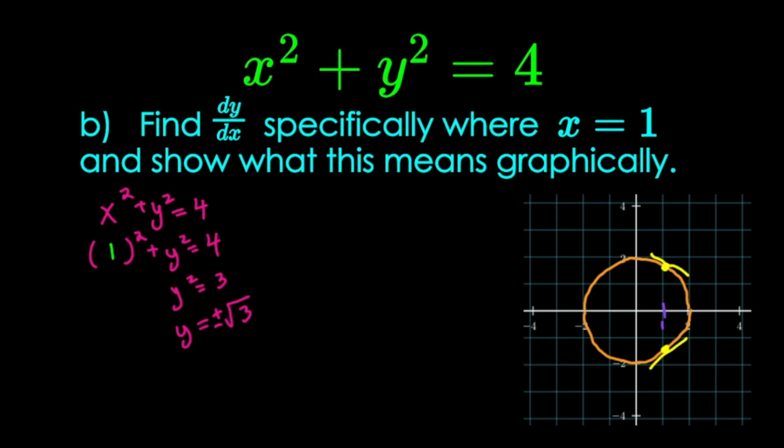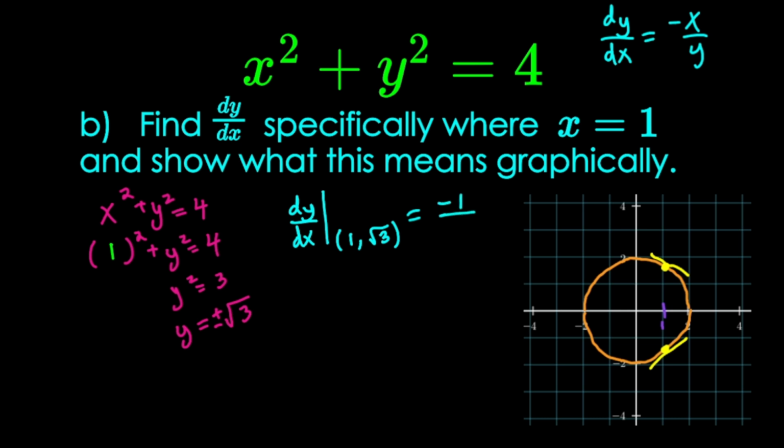The way we indicate the slope at a particular point is by writing the dy/dx and then a vertical line, and the ordered pair we're going to use goes at the bottom. So the x value we know is 1, and one of the y values at a time. So this will be square root of 3 right now. If you remember from part A that we found that dy/dx was negative x over y, we can use that. And so the slope at (1, square root of 3) is going to be the opposite of the x value, so negative 1 over the y value, which is square root of 3. And we can leave it like that.